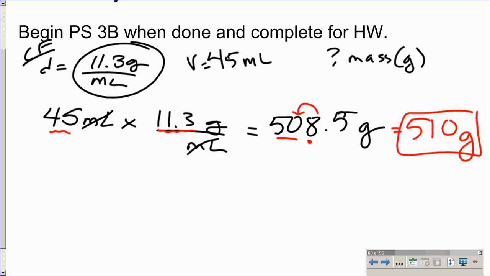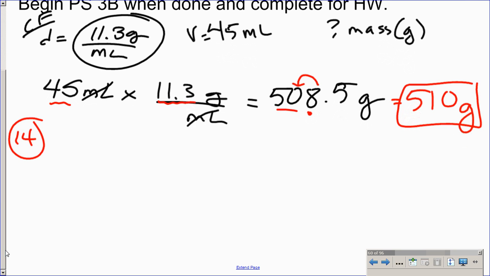Let's do one that's not as familiar. Let's do a hard one. Let's do number 14. As I read, I'm going to show you how I do the problem. I'm going to go through and write down my givens like I was just doing.